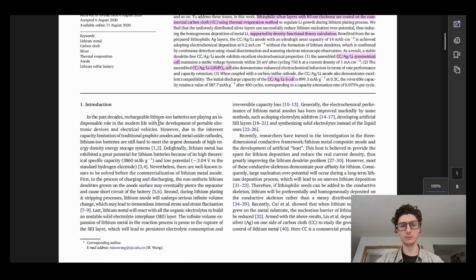In the past decades, rechargeable lithium ion batteries, right? They kind of introduced the general public to what this article is about. Each paragraph kind of slightly segues deeper into what the article is about. Here's the second paragraph sentence.